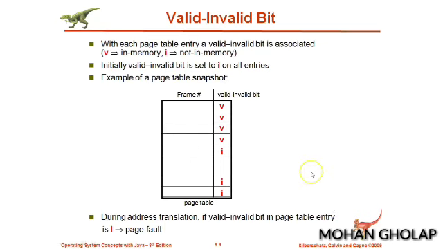As we saw in the previous chapter, memory protection can be provided with the help of a valid and invalid bit. The same approach is followed here also. With each page table entry a valid or invalid bit is associated. V indicates in memory and I indicates not in memory, that is valid and invalid. Initially the valid-invalid bit is set to I on all entries. An example of a page table snapshot is as follows: along with the frame information, it will have this valid-invalid bit, where V indicates the valid bit and I indicates the invalid bit.